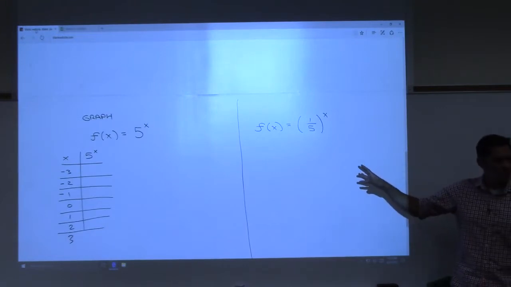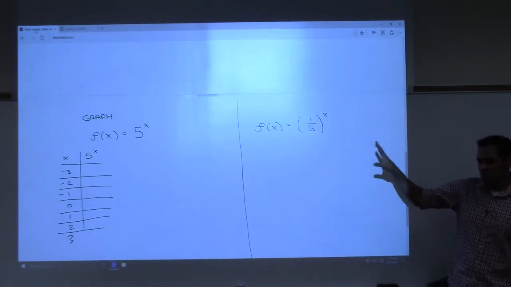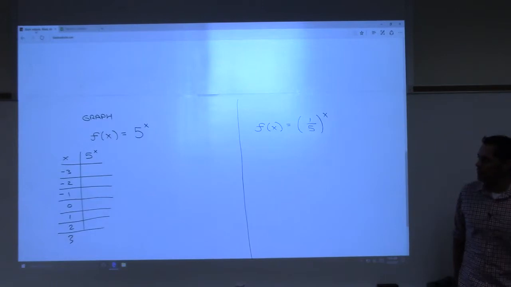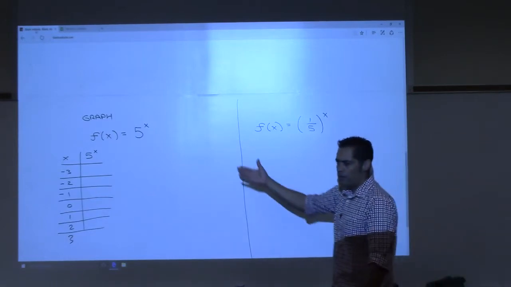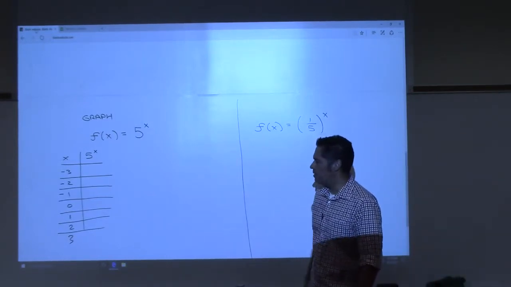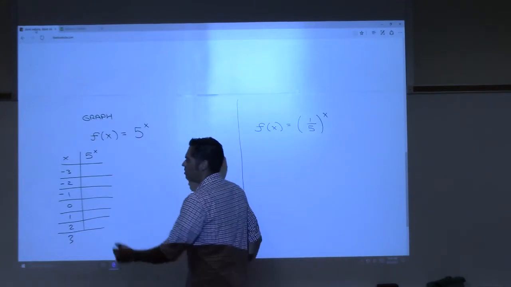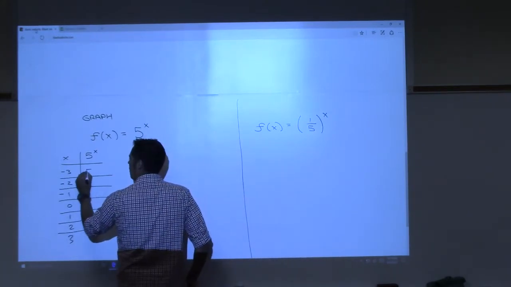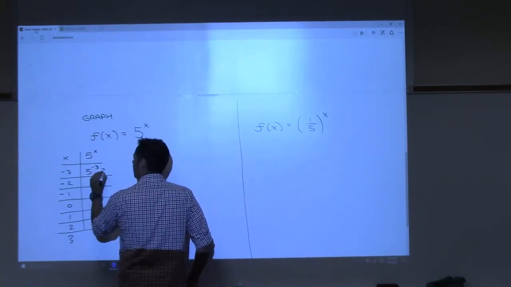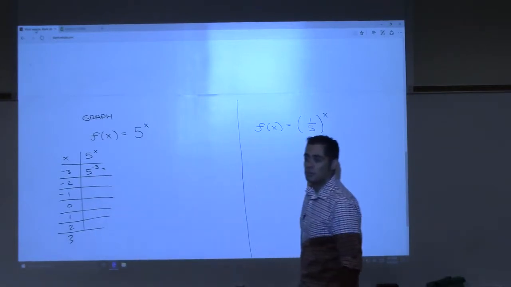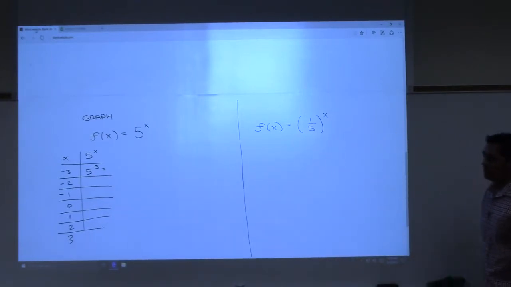Are y'all familiar with t-table? Yes? This is like the first way you learn how to graph stuff. It's very basic. But it works for these. All right, it's enough for us to be able to do these. All right, this first one, I'm going to plug -3 in. 5 to the -3. So what is 5 to the -3?